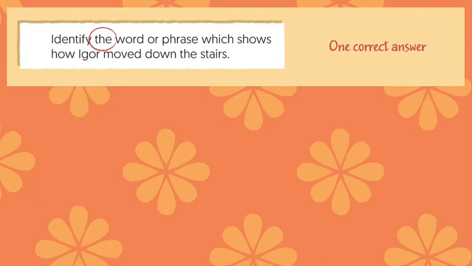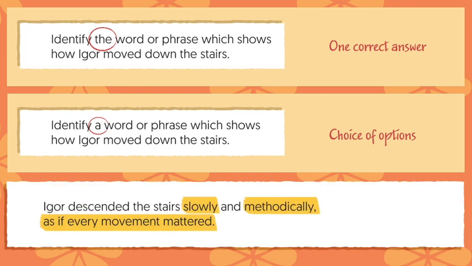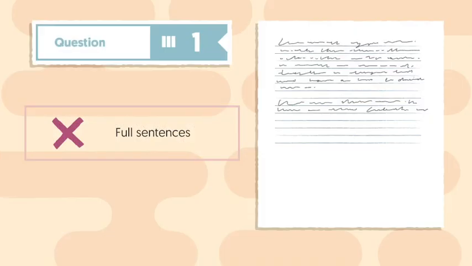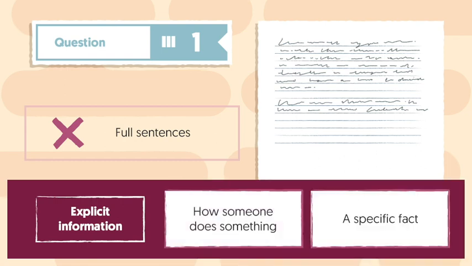Remember, in question 1, if it asks you to identify the word or phrase, there's usually only one correct answer. If it asks you to identify a word or phrase, you may have a choice of options. In the line, Igor descended the stairs slowly and methodically, as if every movement mattered. Any of the 3 answers highlighted here would be considered valid. For question 1, you don't need to write in full sentences. The quotation will be enough. Typically, the answer for question 1 is after explicit information, such as how someone does something or a specific fact about something in the text.